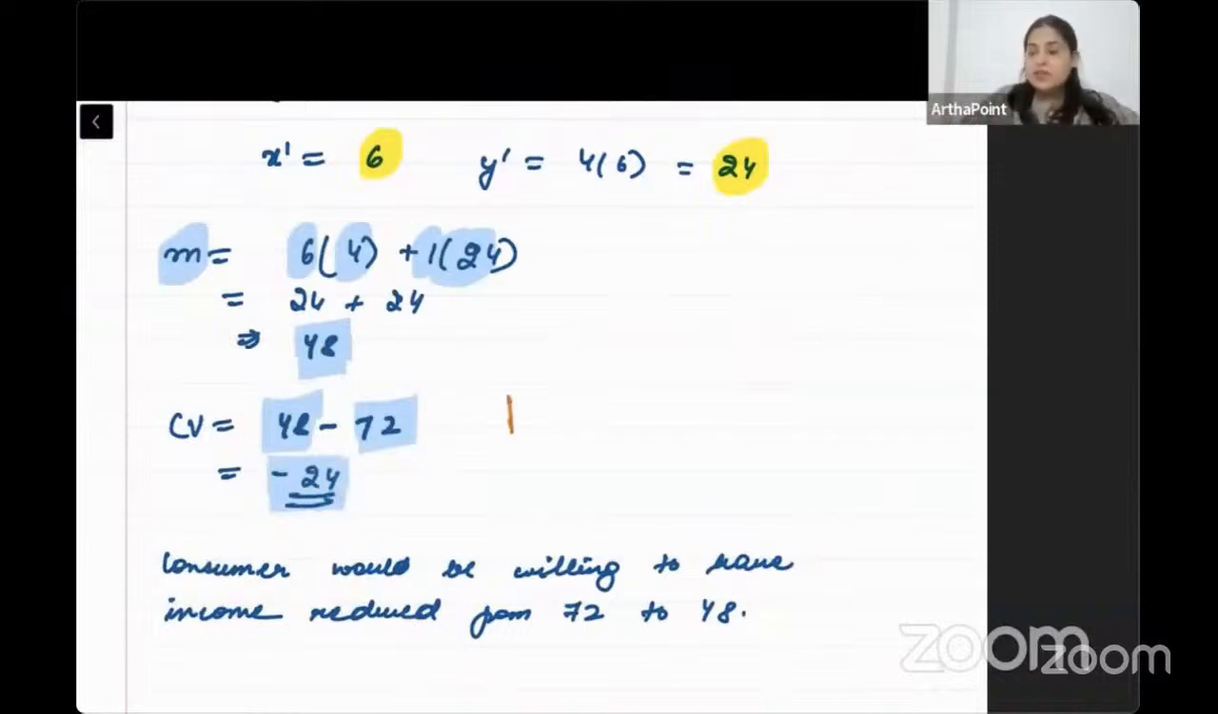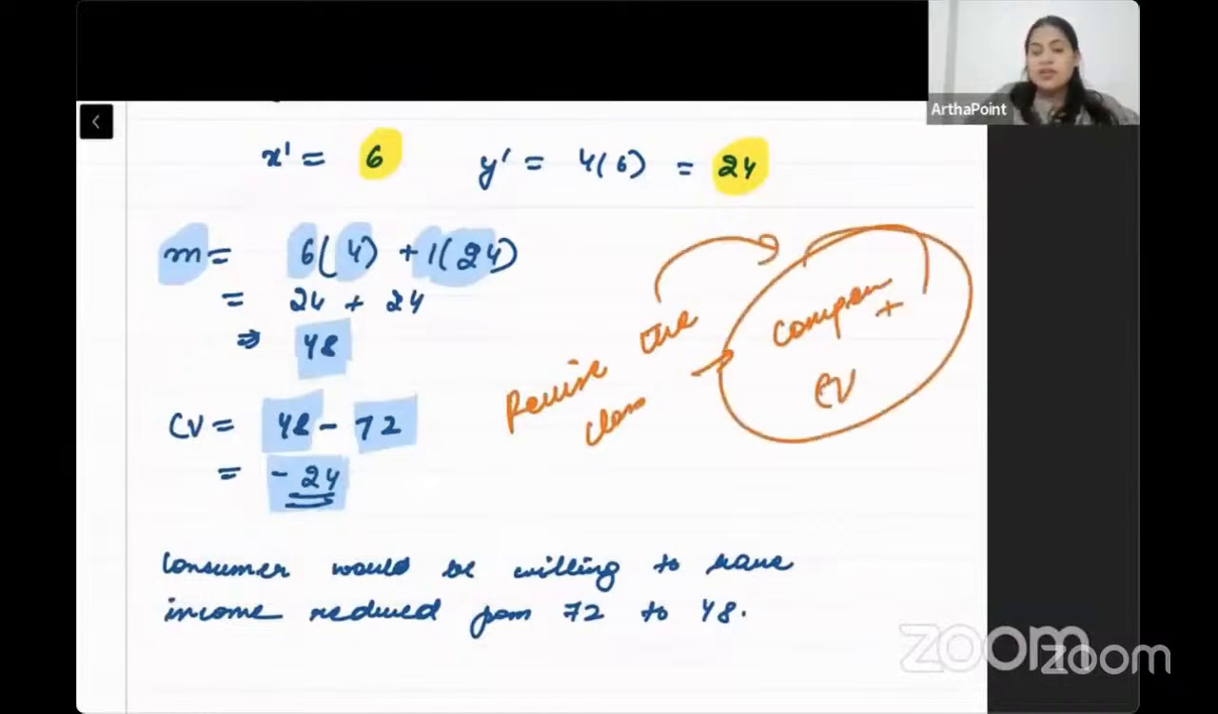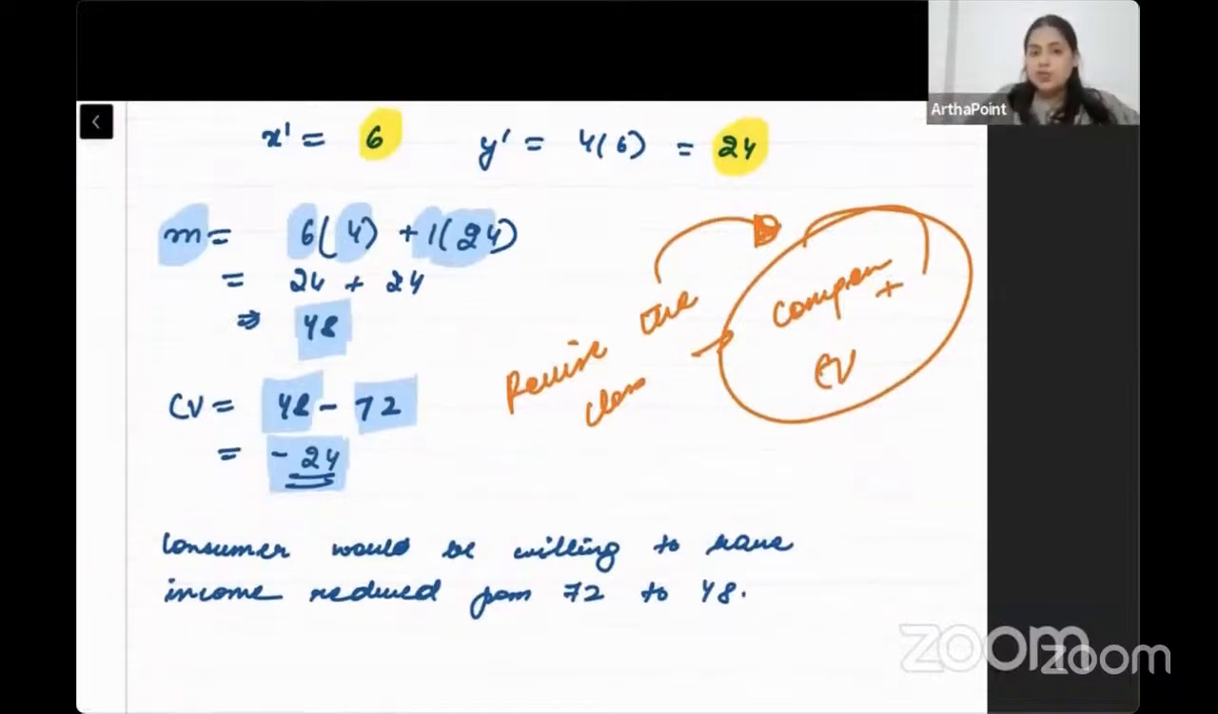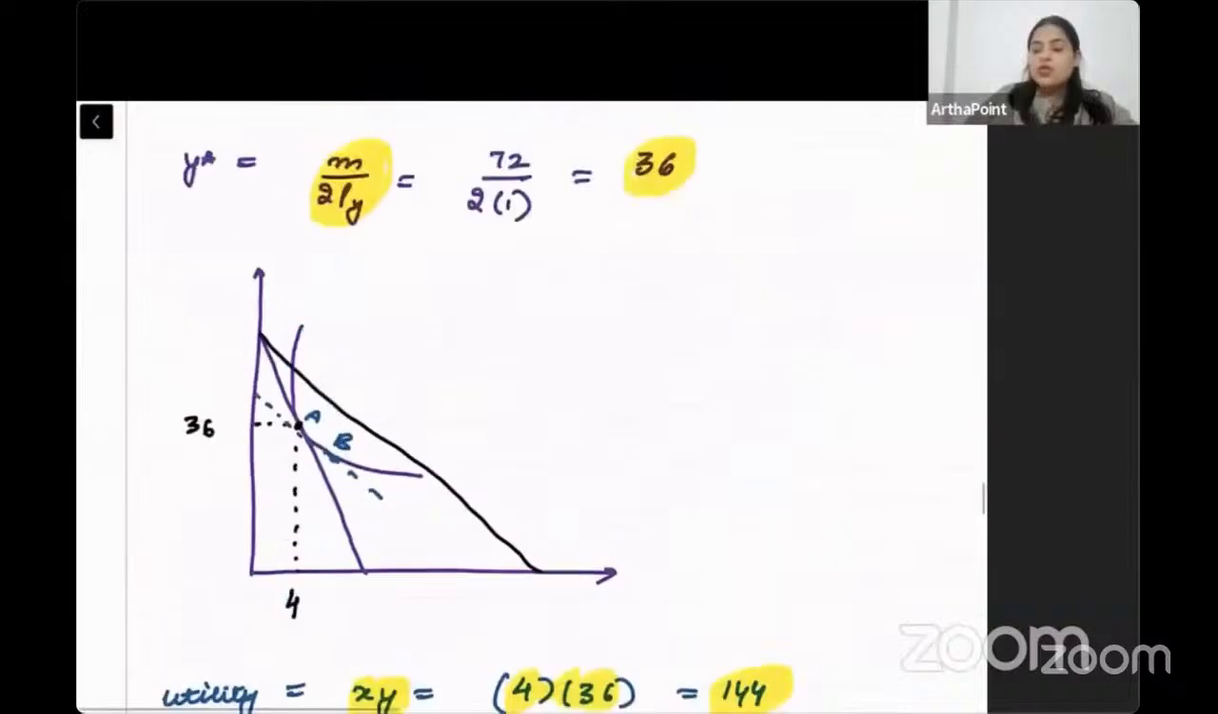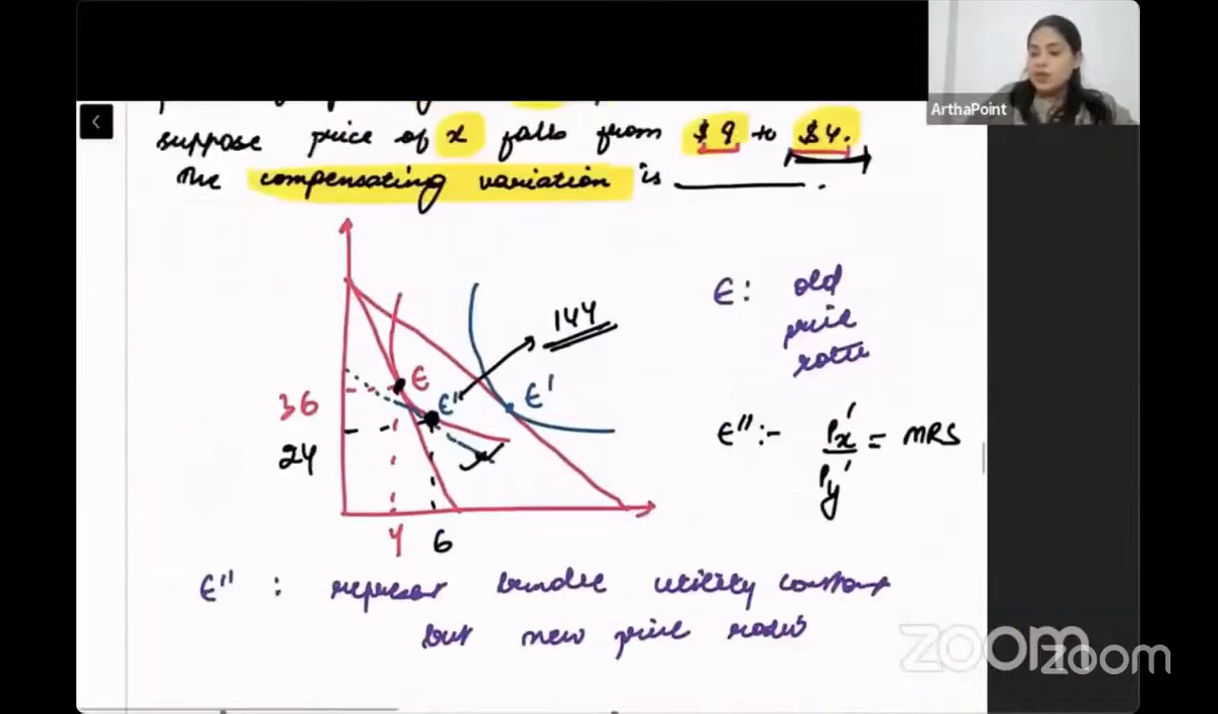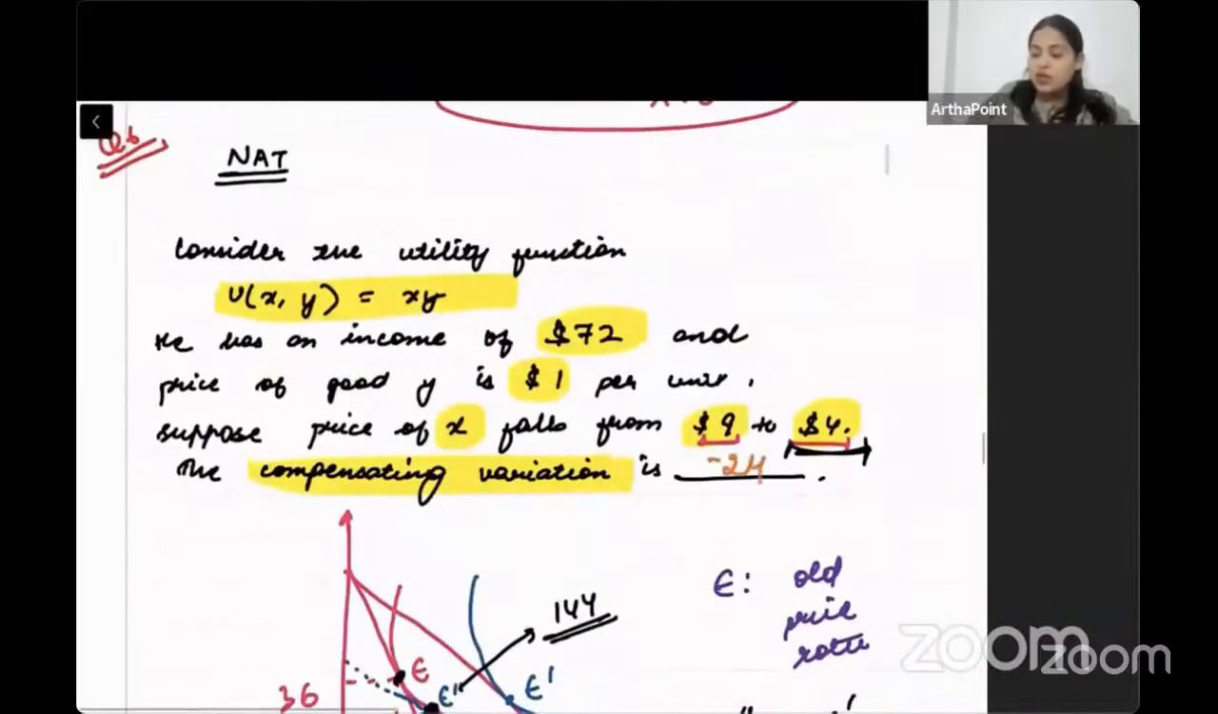Again, please revise the class of Slutsky equation in which we did compensating variation and equivalent variation. Beta, this is important. ये इस बारी 150% IIT में आएगा ही आएगा. This is 150% coming in the exam. So you should be thorough with this concept. So therefore, this is going to be 24. Actually, minus 24 hona chahiye, but even if you write 24, you will get a score for it.